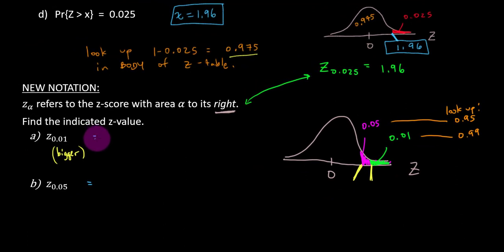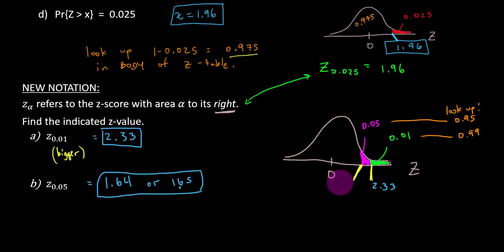So this one is 2.33. We know it's a little bigger, right? And this one, if this was a homework or a test question, either of these would be considered acceptable solutions. And over here on my graph, I'm just going to write one of them so it doesn't get too crowded.